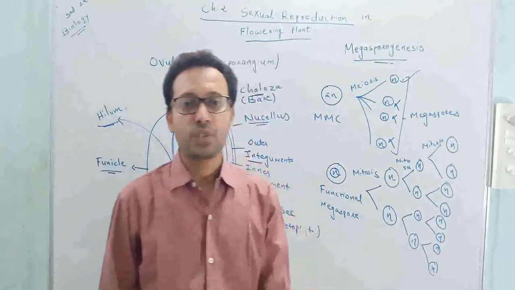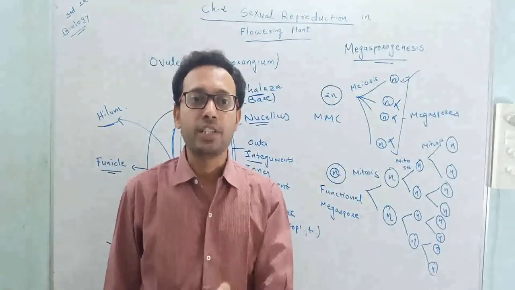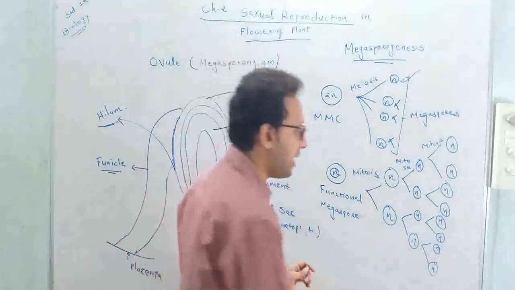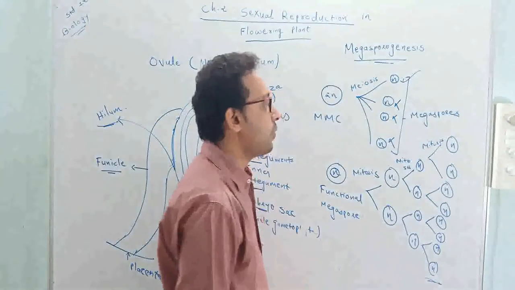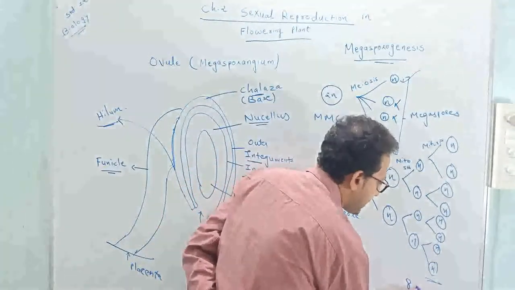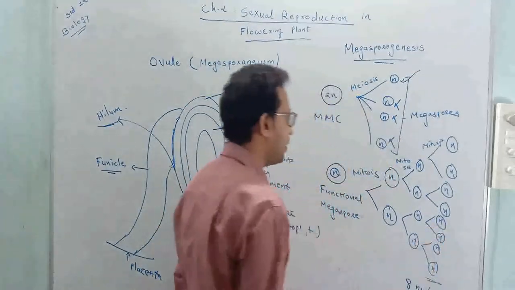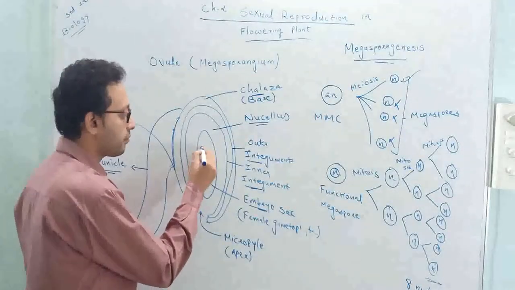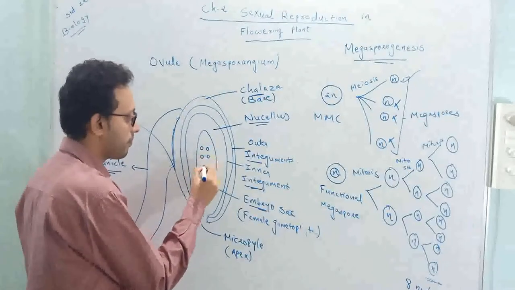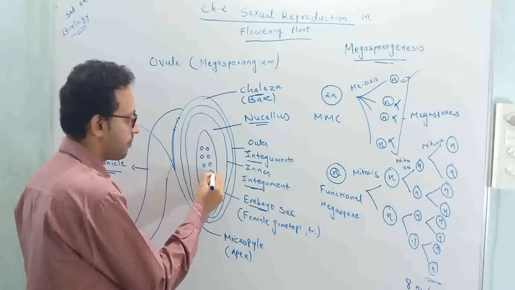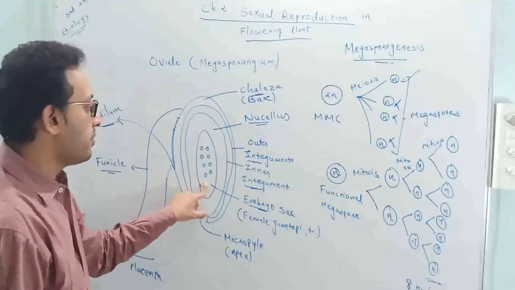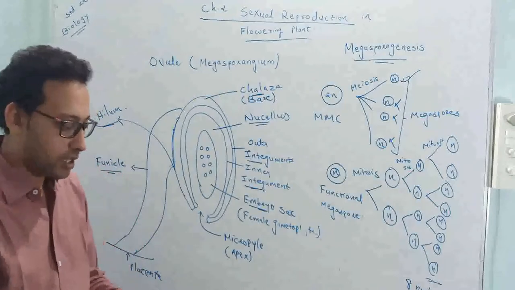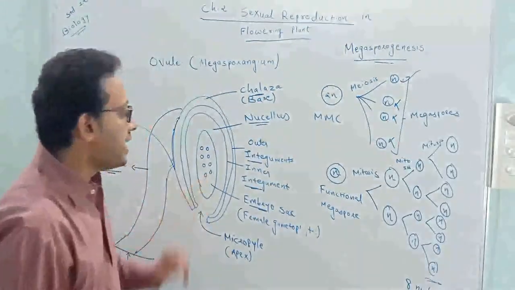Remember, this functional megaspore enters into mitosis three times successively. And at the end, how many nuclei get formed? Eight nuclei get formed. I just draw eight nuclei over here. These are the eight nuclei that are going to be formed, because the process occurs over here. And then ultimately embryo sac formation occurs.